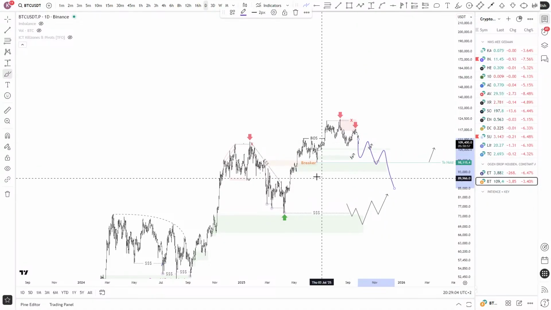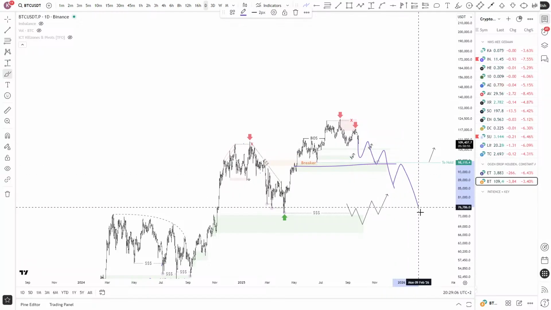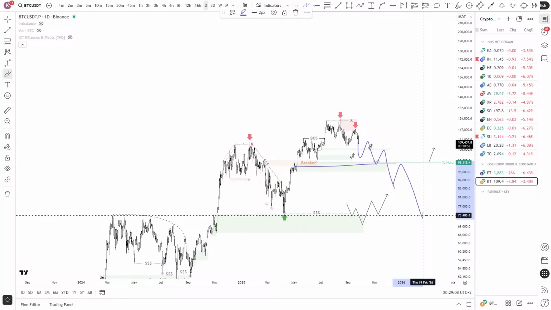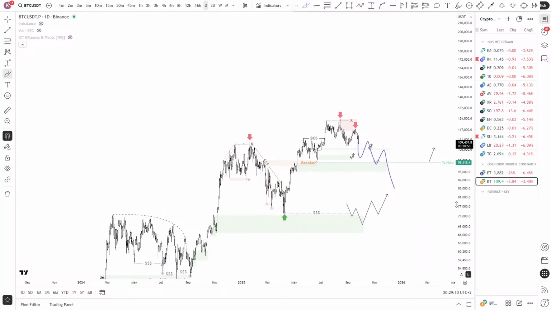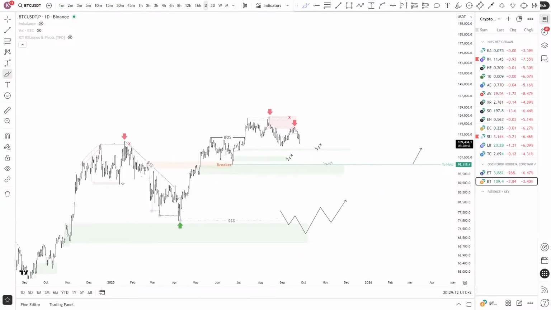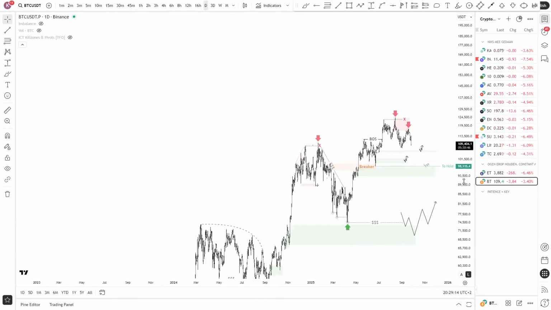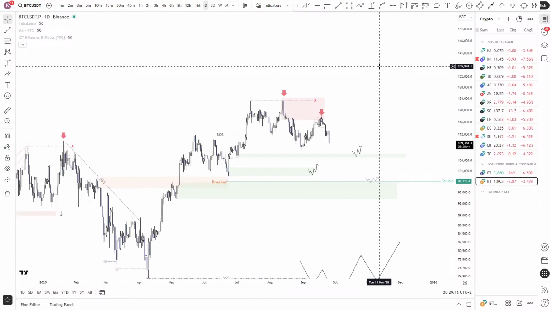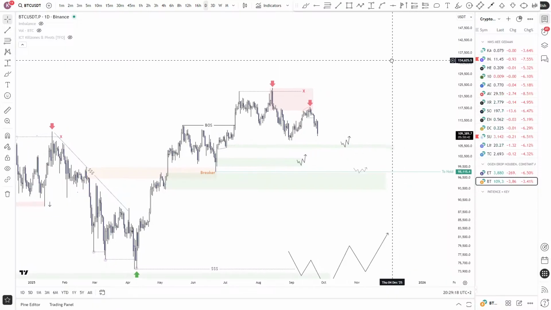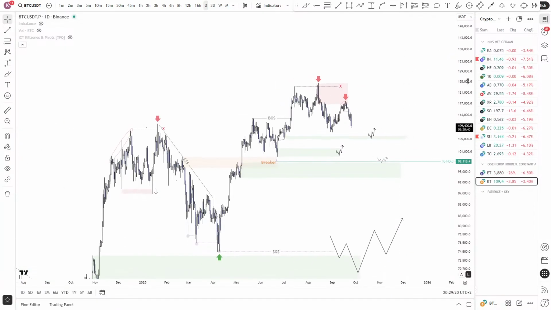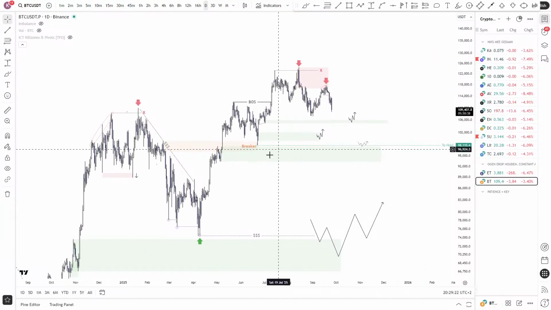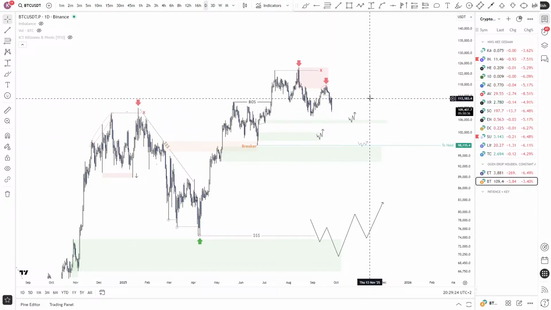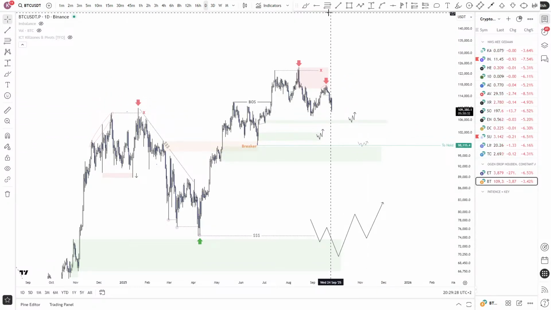If we fail to hold this level, then I think we're almost definitely going to go towards 73k. Of course, I don't have a magic ball that tells me the future, but I have been trading price action for 4 years, and I do have a strong bias if that's the case that happens. But again, it's all on local confirmation.